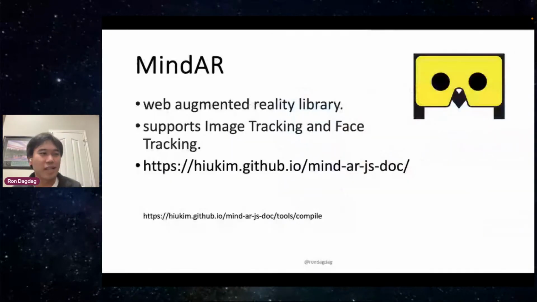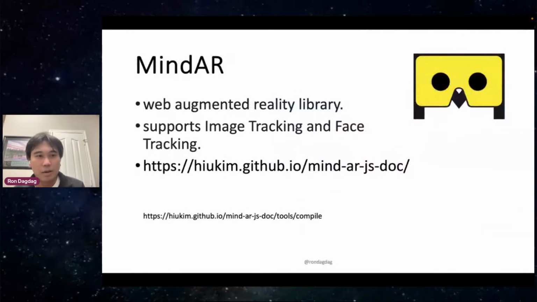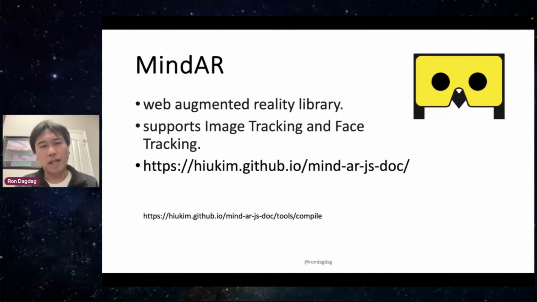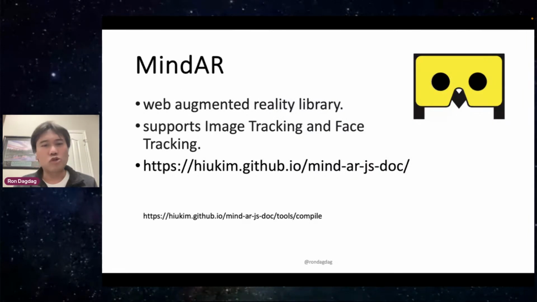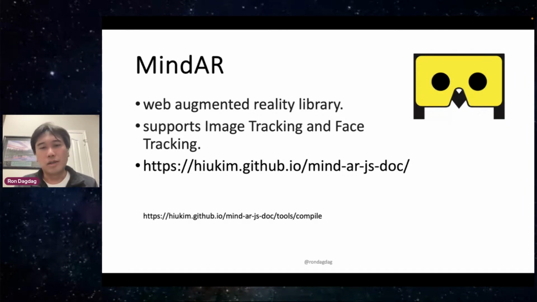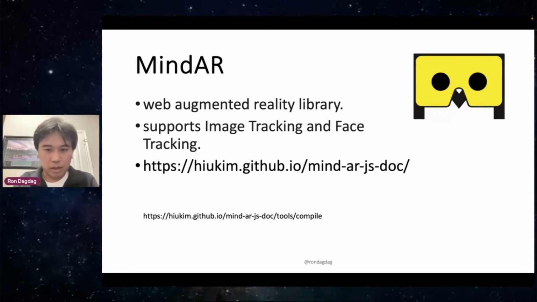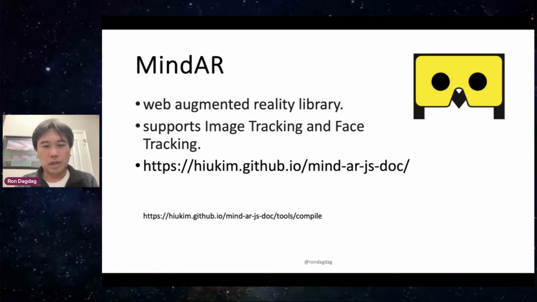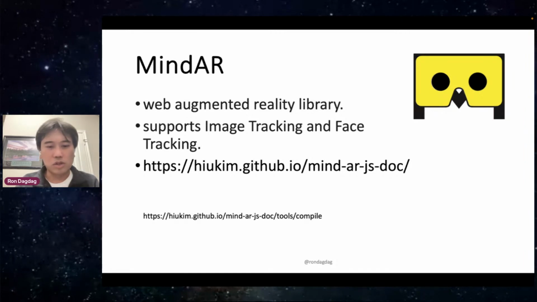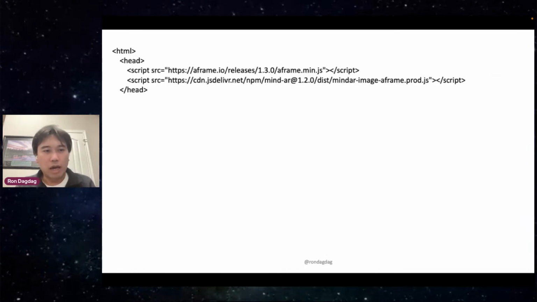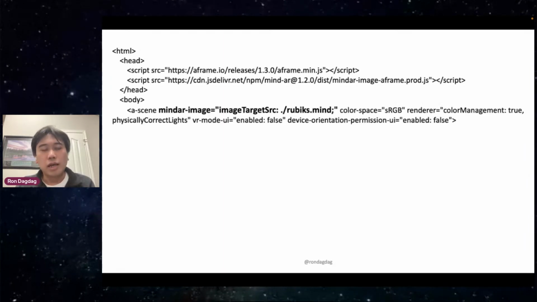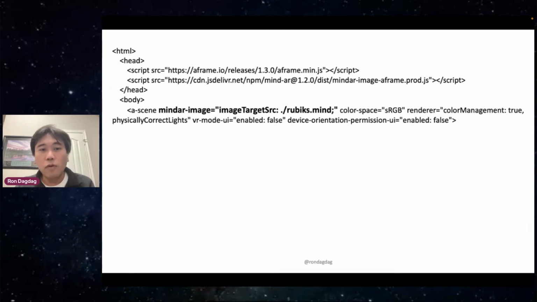Okay, now next up, we'll talk about MindAR. MindAR is a web augmented reality library. It does support image tracking and face tracking. In this case, let's see if I can go back to the code and I can show you how that one is. It is on GitHub. The documentation is there. And it is actually running on top of A-Frame, where you have some of the JavaScript libraries that you need to include. And then in this case, the difference is you're looking for a target, right?